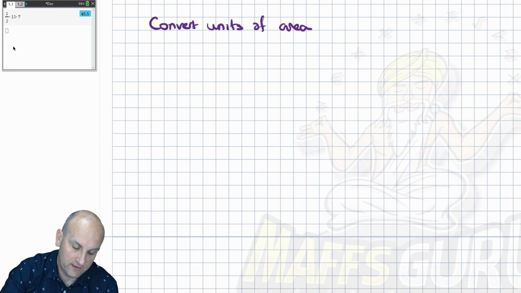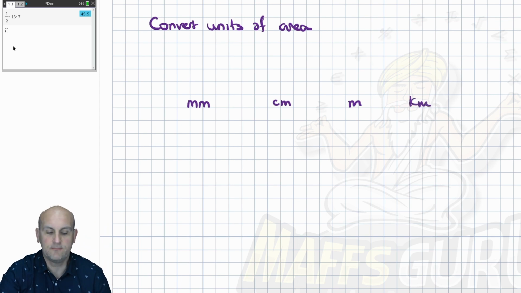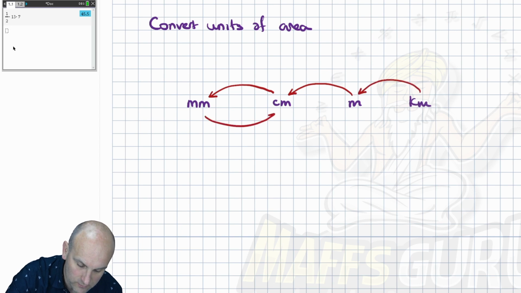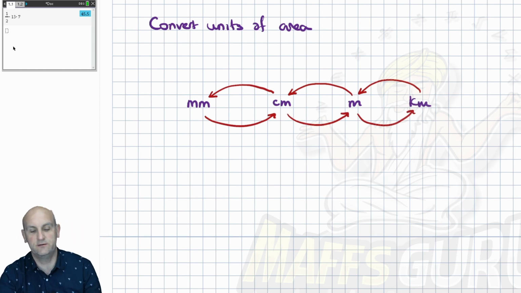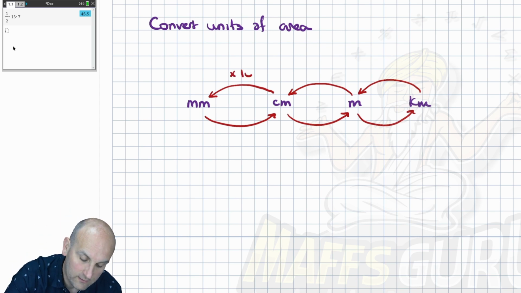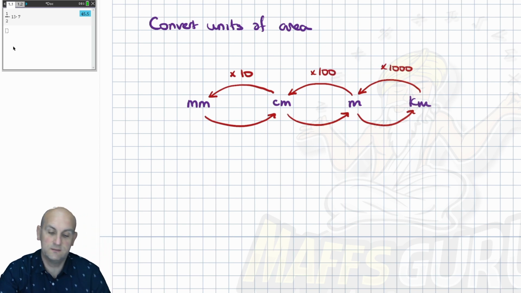When we convert units of area, if you remember, we have millimeters, centimeters, meters, and kilometers. Now, the way we do this conversion is, if you remember, we know the basics of converting between each of these individual units. You should know how many centimeters there are in a meter, how many millimeters there are in a centimeter. So to go from centimeters to millimeters, we know that ordinarily we times by 10. From meters to centimeters, we times by 100. And from kilometers to meters, we times by 1,000.